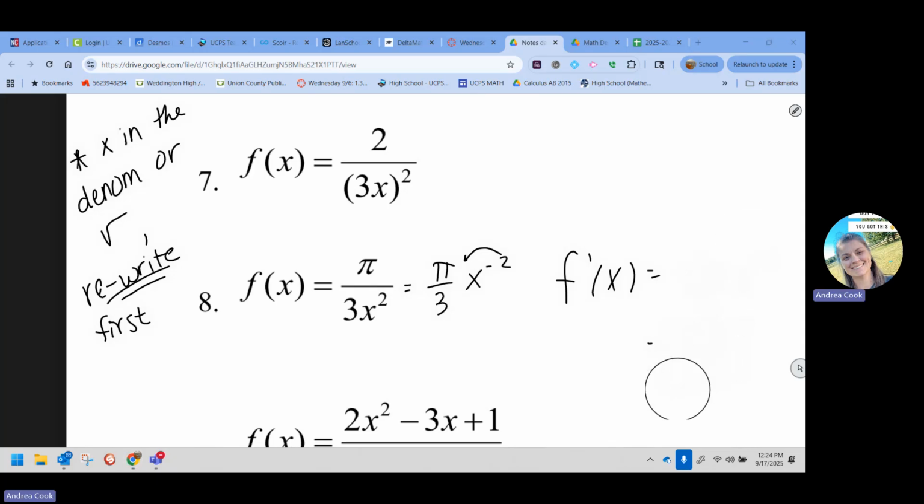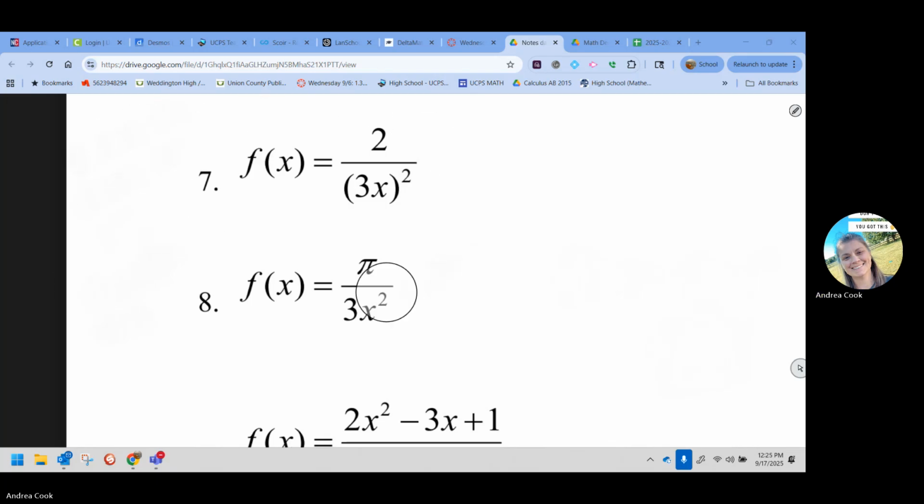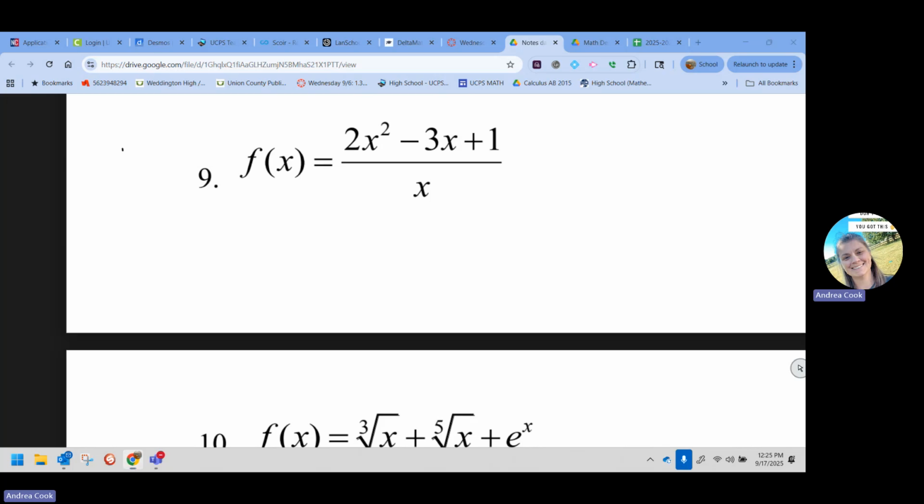Okay, number 9. Will you please put a star by number 9? All right, you are going to get one like this on Delta Math. It's so easy to get stuck. Okay, it does not equal this.